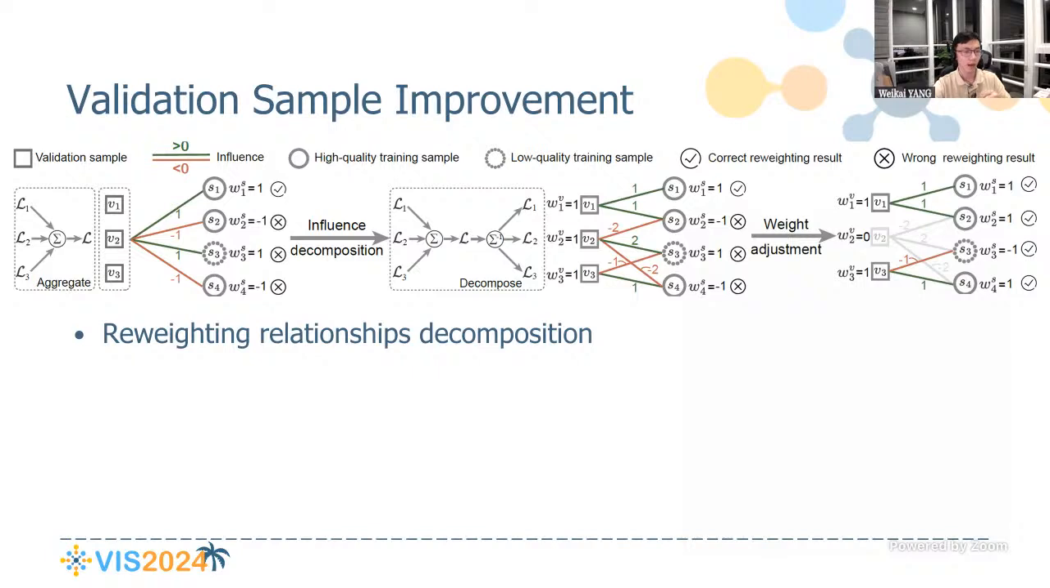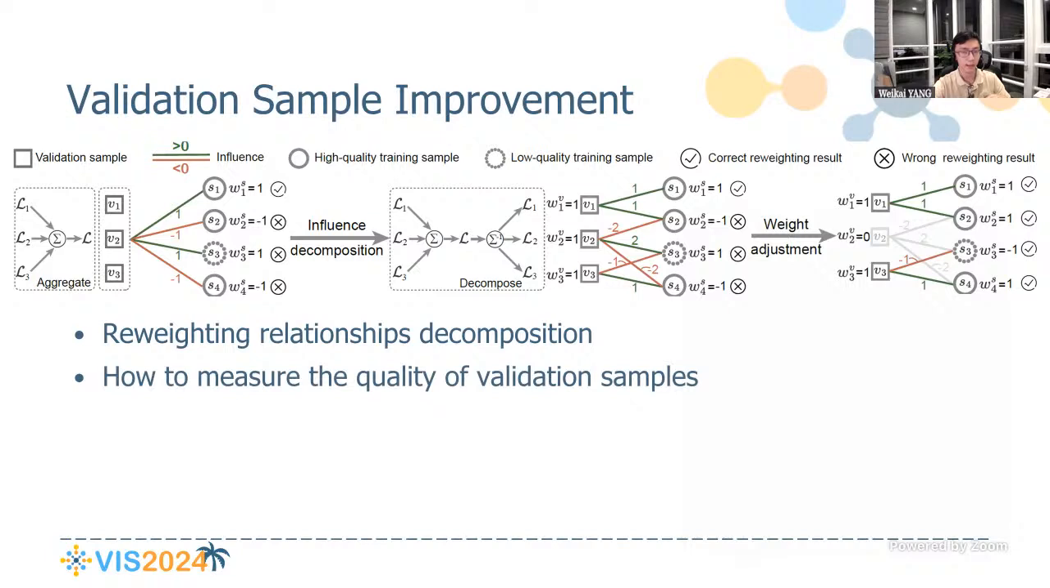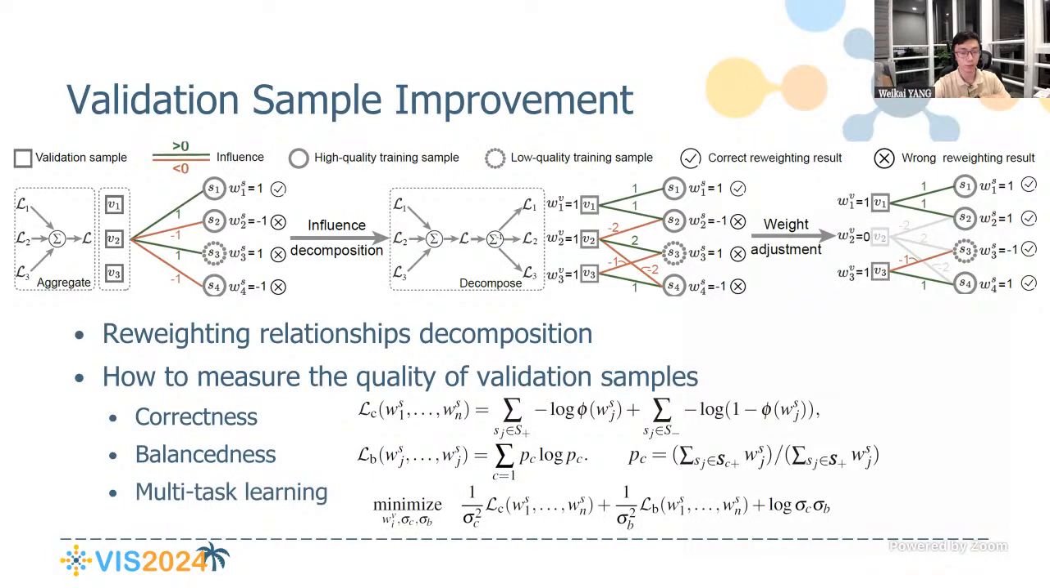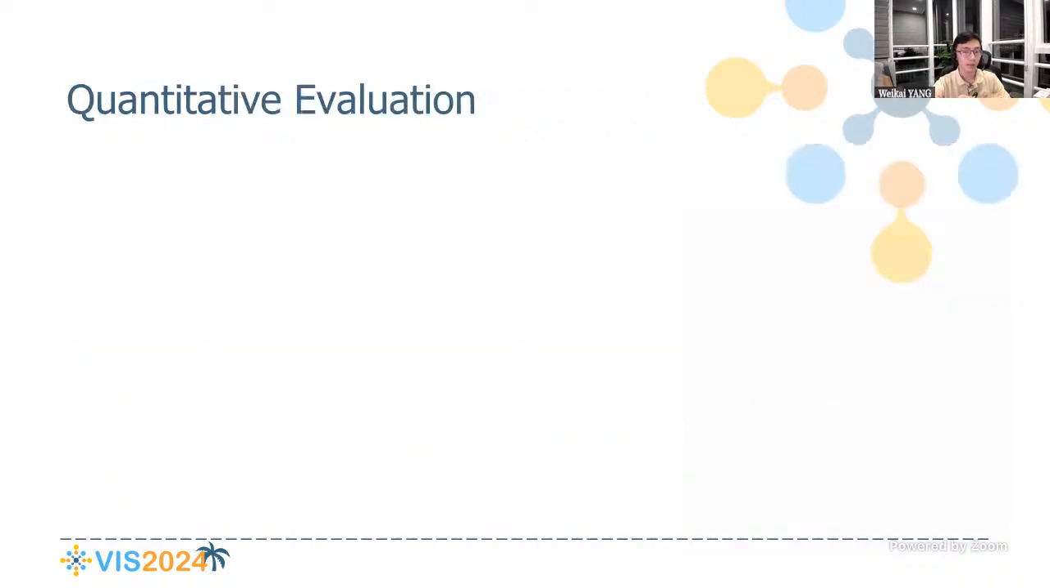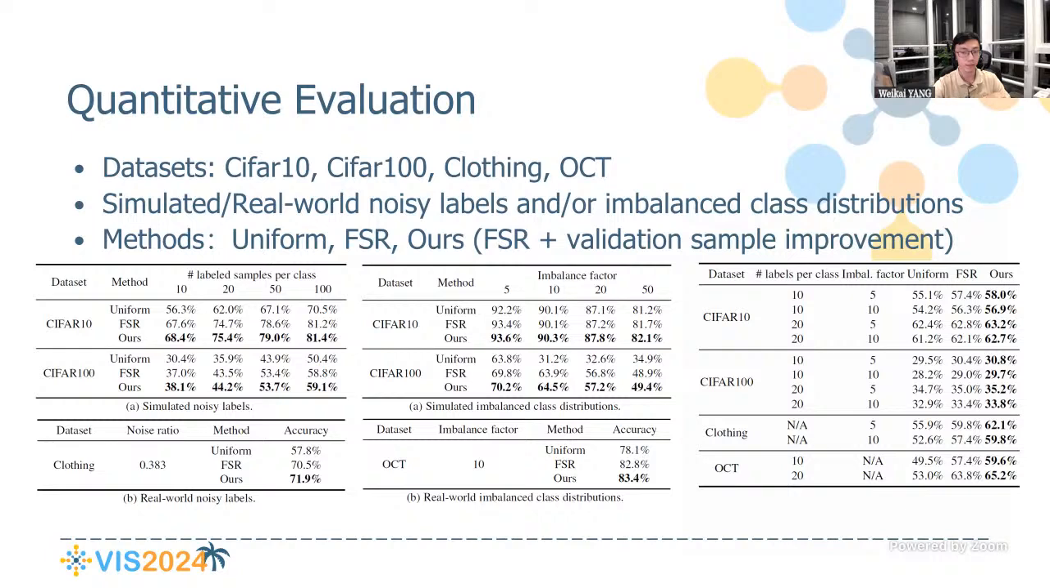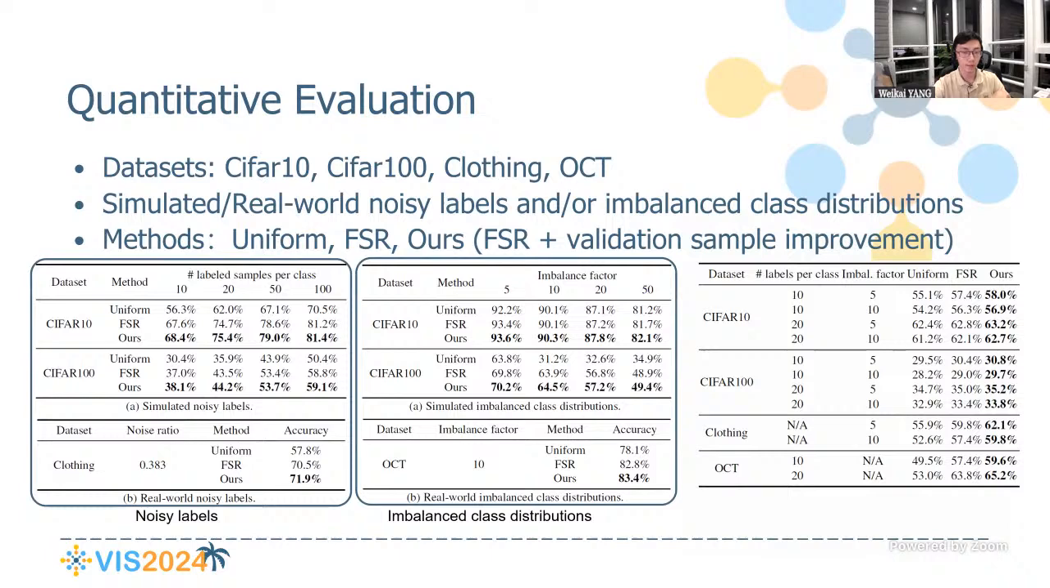And so now the problem is, how can we measure the quality of validation samples and then remove those low-quality ones? So here, we consider the correctness, which aims to generate the correct reweighting results, and the balanceness, which ensures balanced weights across different classes. And since there are two optimization goals, we use multitask learning to automatically adjust the weights of these two terms. And we conduct experiments to evaluate the proposed method. The results show the effectiveness of our automatic method in both simulated and real-world datasets. And it can also well handle noisy labels, imbalanced class distributions, and their hybrid.